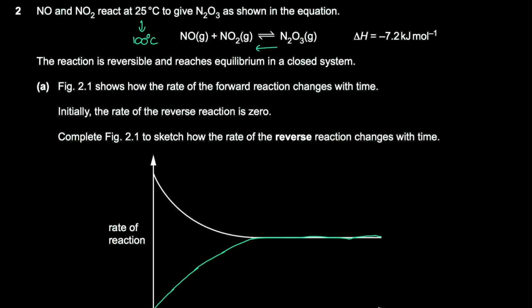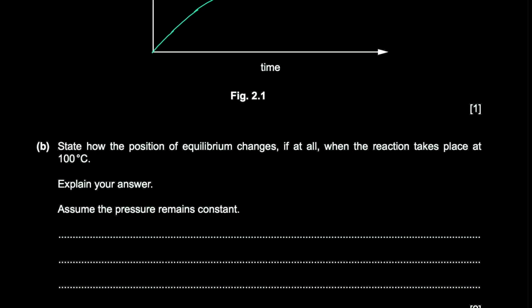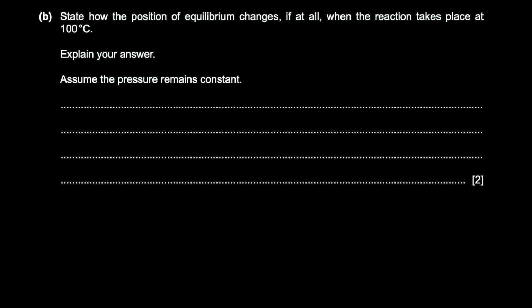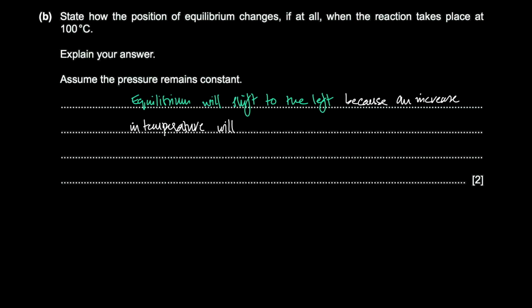The equilibrium will shift to the left, because an increase in temperature will favor the endothermic direction, which is the backward reaction. So over here, we're going to say that the equilibrium will shift to the left, or you can say that it's going to shift in the backward direction, because an increase in temperature will favor the endothermic direction.